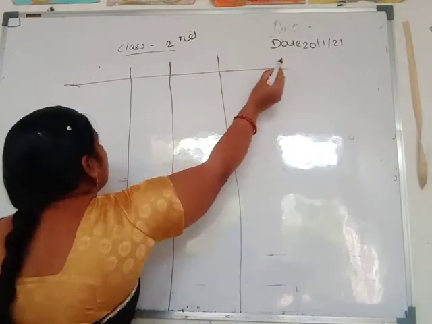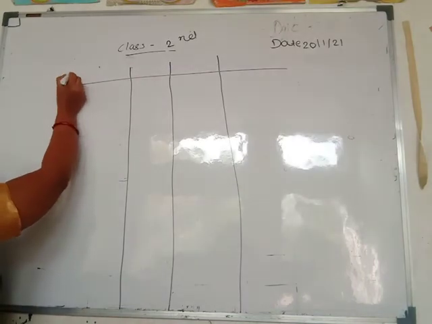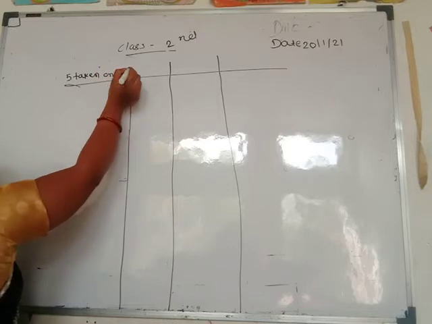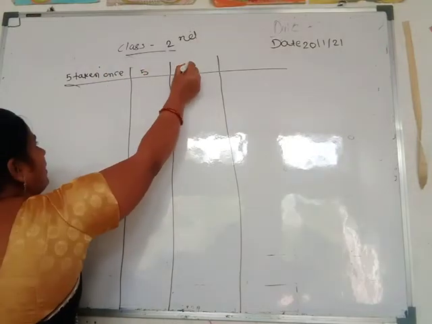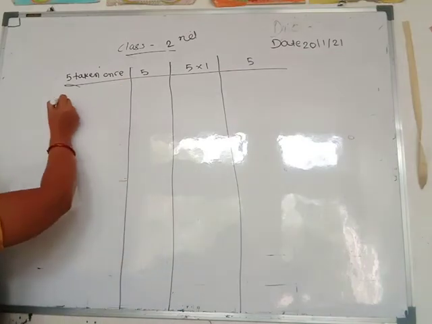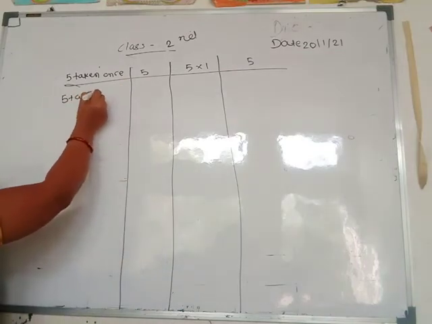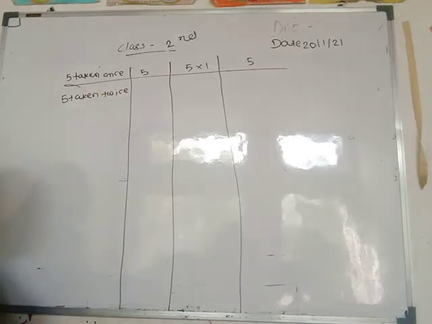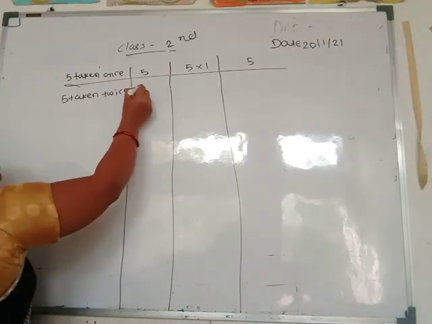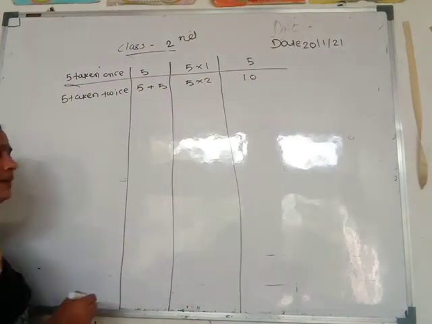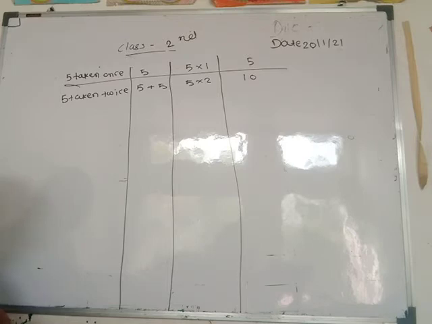Here, 5 taken once means one time. 5. Then you write 5 into 1 is 5. Then 5 taken twice. Twice means you take here 5, 2 times. 5 plus 5 means 5 into 2, 5 twos are 10. In this type of this here you write 5 taken thrice.